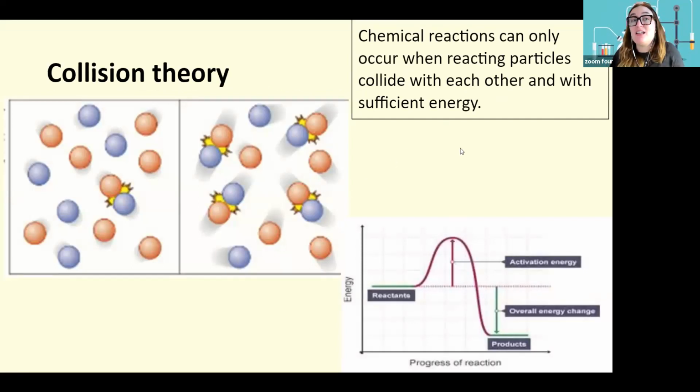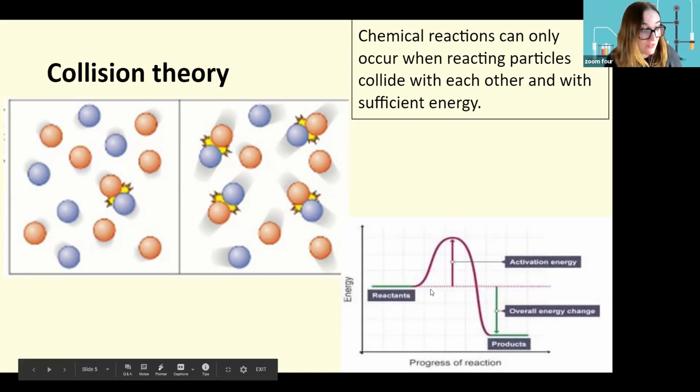Well, collision theory is the idea that in order to react, particles need to collide and collide with enough energy that it results in a reaction. And that minimum required energy to start a reaction is known as our activation energy. And you can see that down here on the graph, the activation energy is your bump, okay? It's the little bump between the reactants and the products.